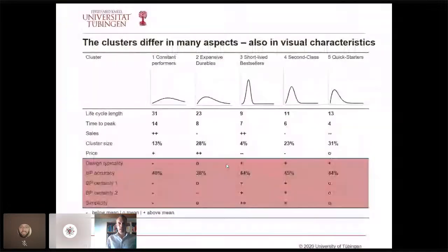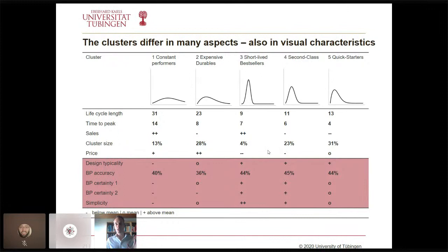Okay, what do we get in terms of results? What you see here in the different columns are the 5 different clusters. We gave names to these clusters in order to succinctly describe them. What we see here are those 2 flat clusters and the 3 more spiked clusters. We also put in the generic variables like the life cycle length, the average length of the x-axis here, the time to peak, so how many months it takes until the product reaches the maximum sales level, how many units in total we sell, and the cluster size and the price.